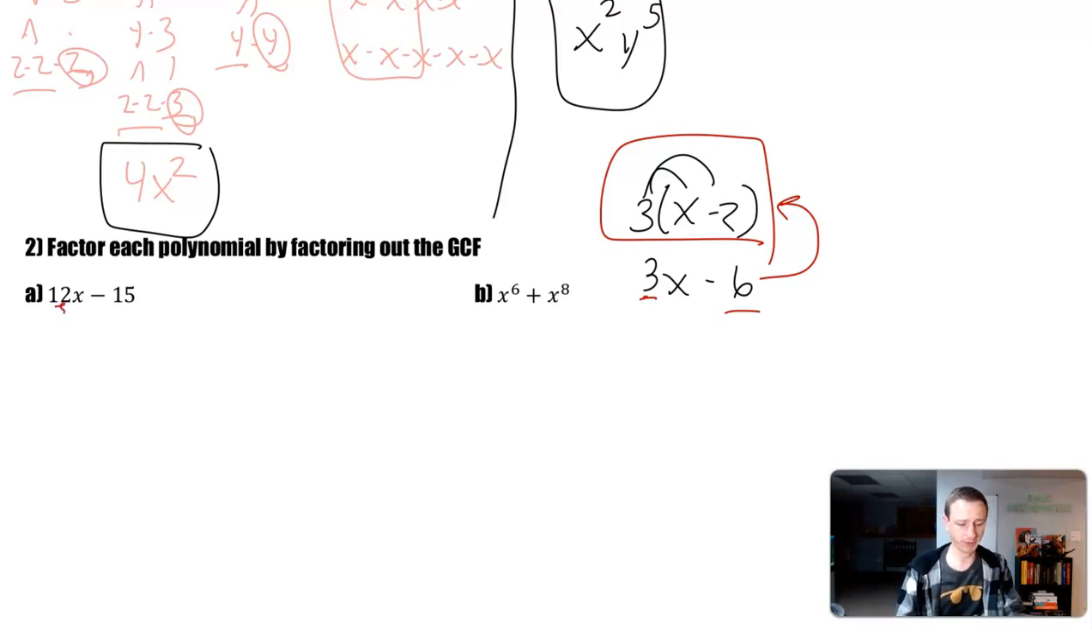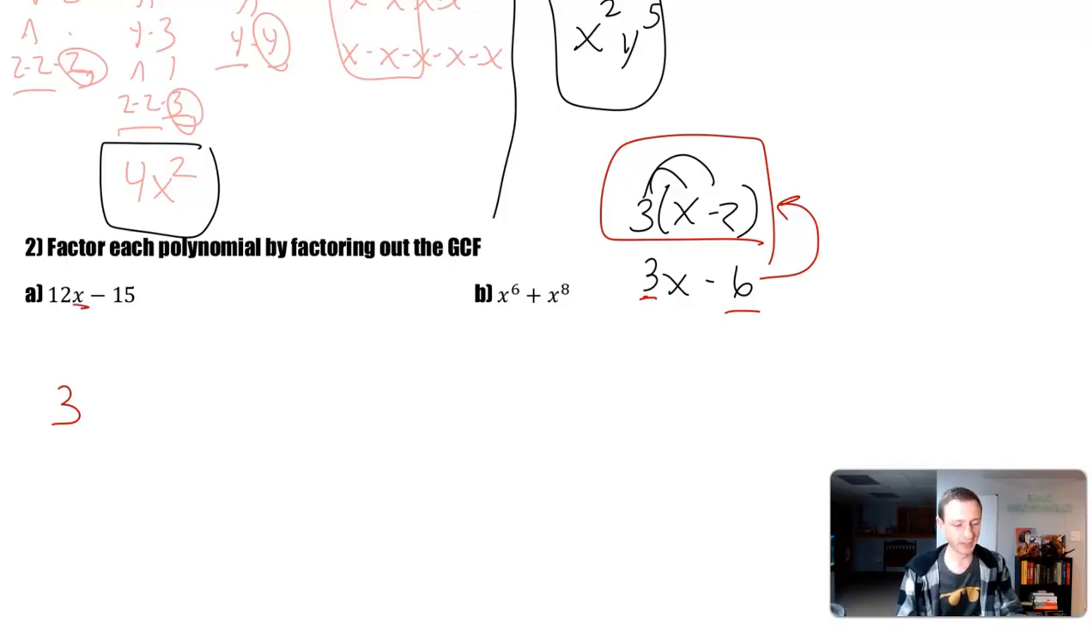But if you could look at 12 and 15 and understand that 3 goes into 12, 3 goes into 15, then my GCF would be 3 because nothing else would work there. So I'm going to take out a 3 from both 12x and 15.